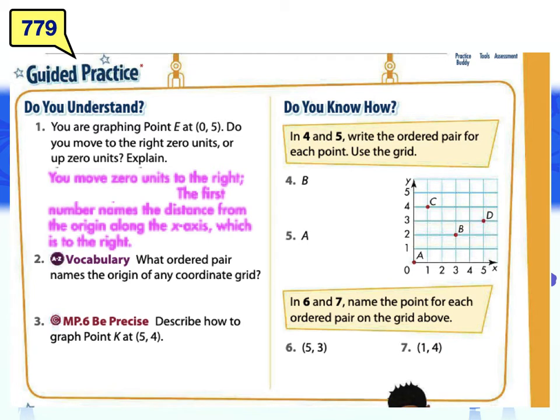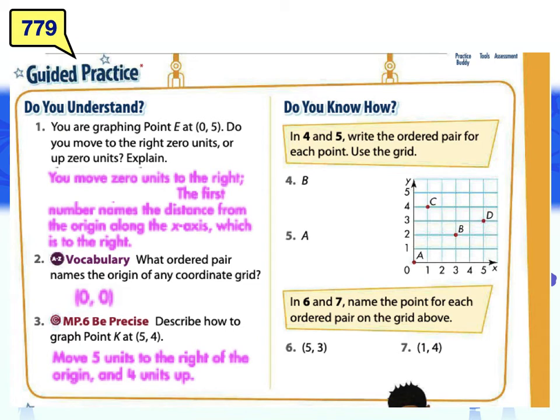Question 2. What ordered pair names the origin of any coordinate grid? So the origin of the coordinate grid, or the intersection of the x-axis and the y-axis, is at point 0, 0. Question 3. Describe how you graph point K at 5, 4. So when we graph 5, 4, we move 5 units to the right of the origin and 4 units up.